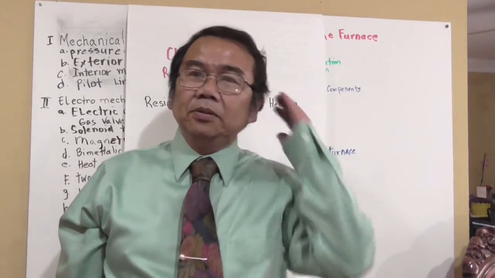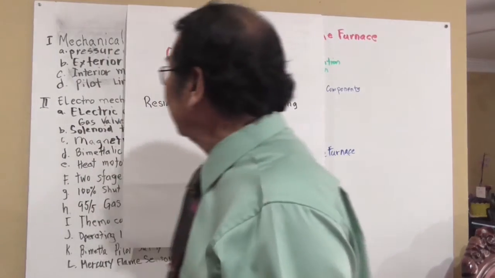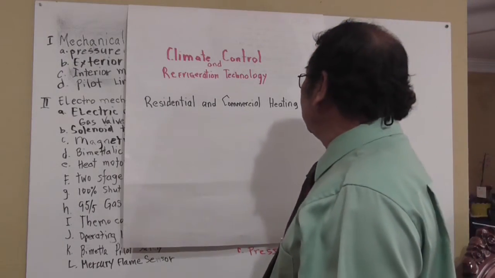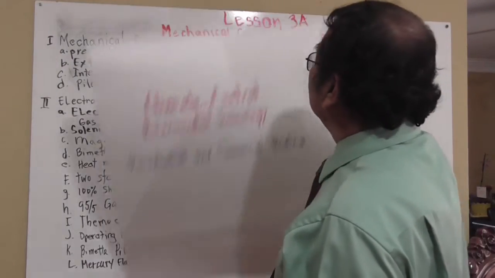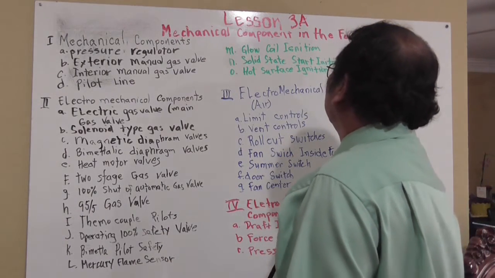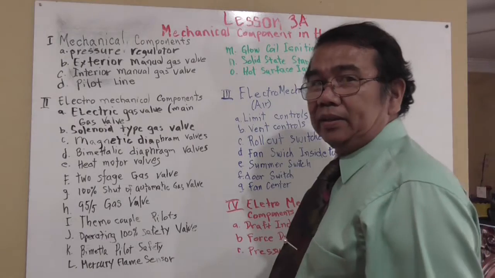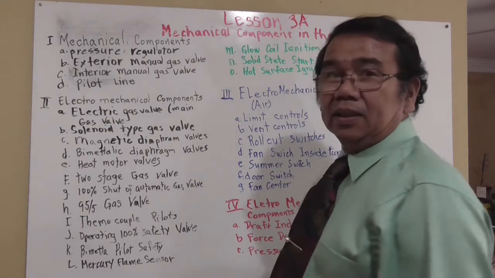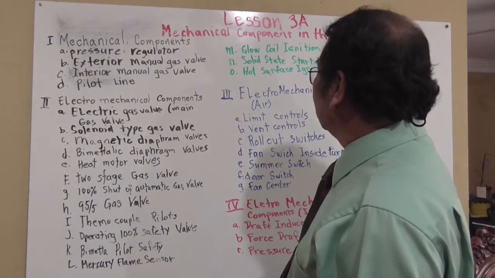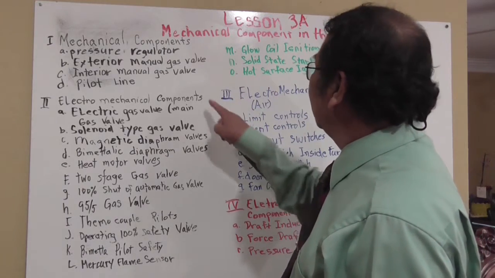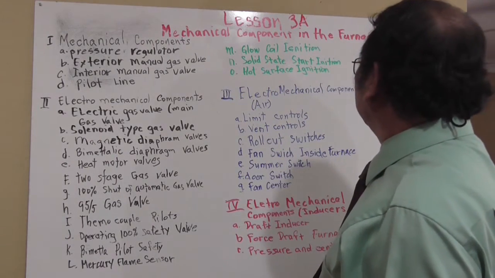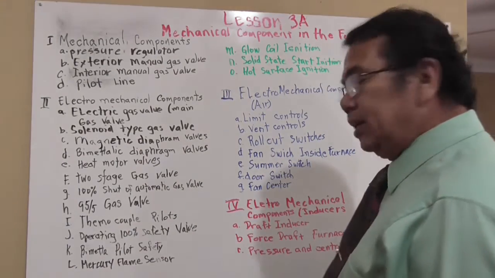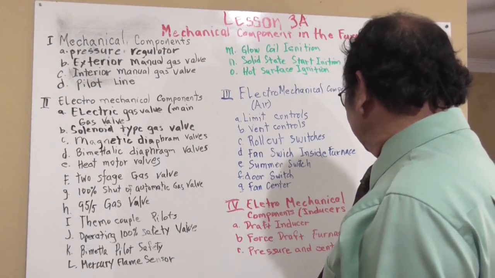Here I am again giving you the lecture, the continuation of the climate control and refrigeration technology, residential and commercial heating. This will be lesson number 3A, the continuation for the mechanical component in the furnace. The one I'll be talking about today is a continuation. I'm done with the first one, number 1 and number 2. Now I'll be going to electrical, mechanical component in the air, and then number 4, electromechanical component in the inducer.